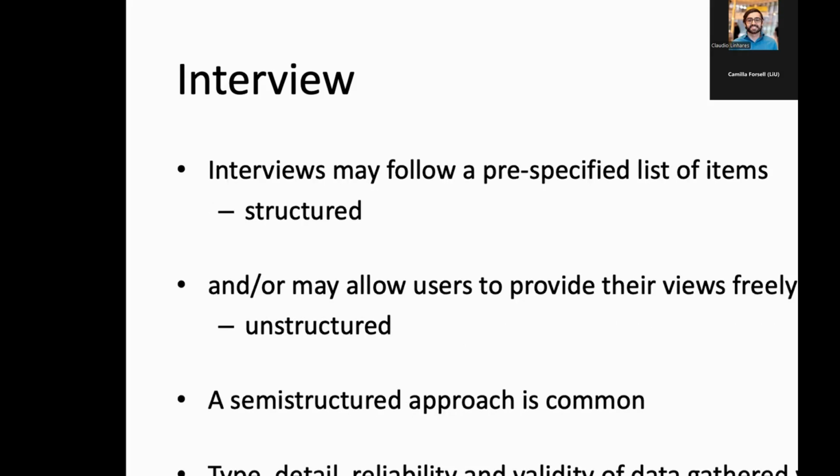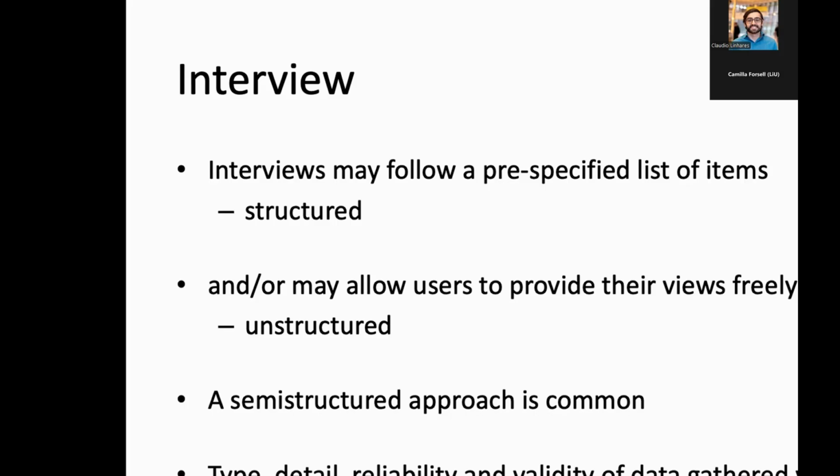An interview can have different structure. A totally structured interview is a set of perhaps 10, 15 predefined questions. You ask each question to each participant in the same order. And why do we do this? To ensure reliability, right?